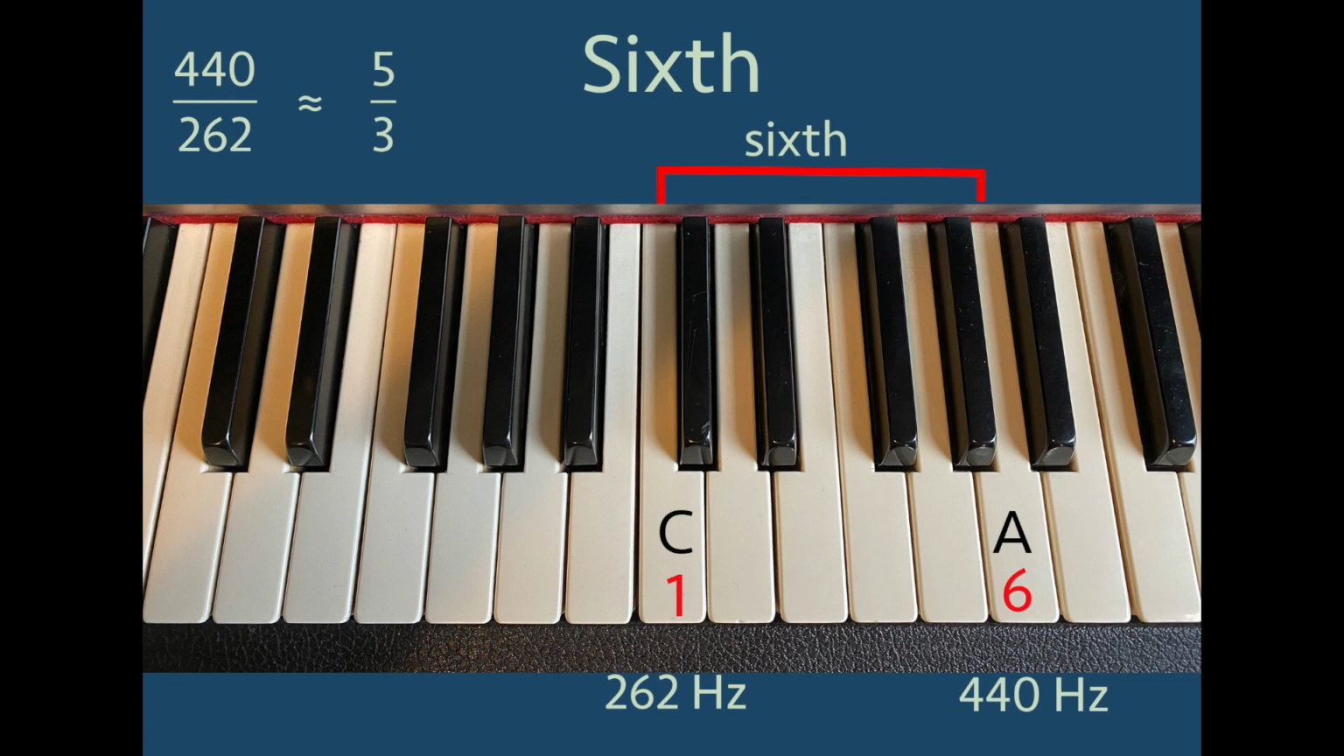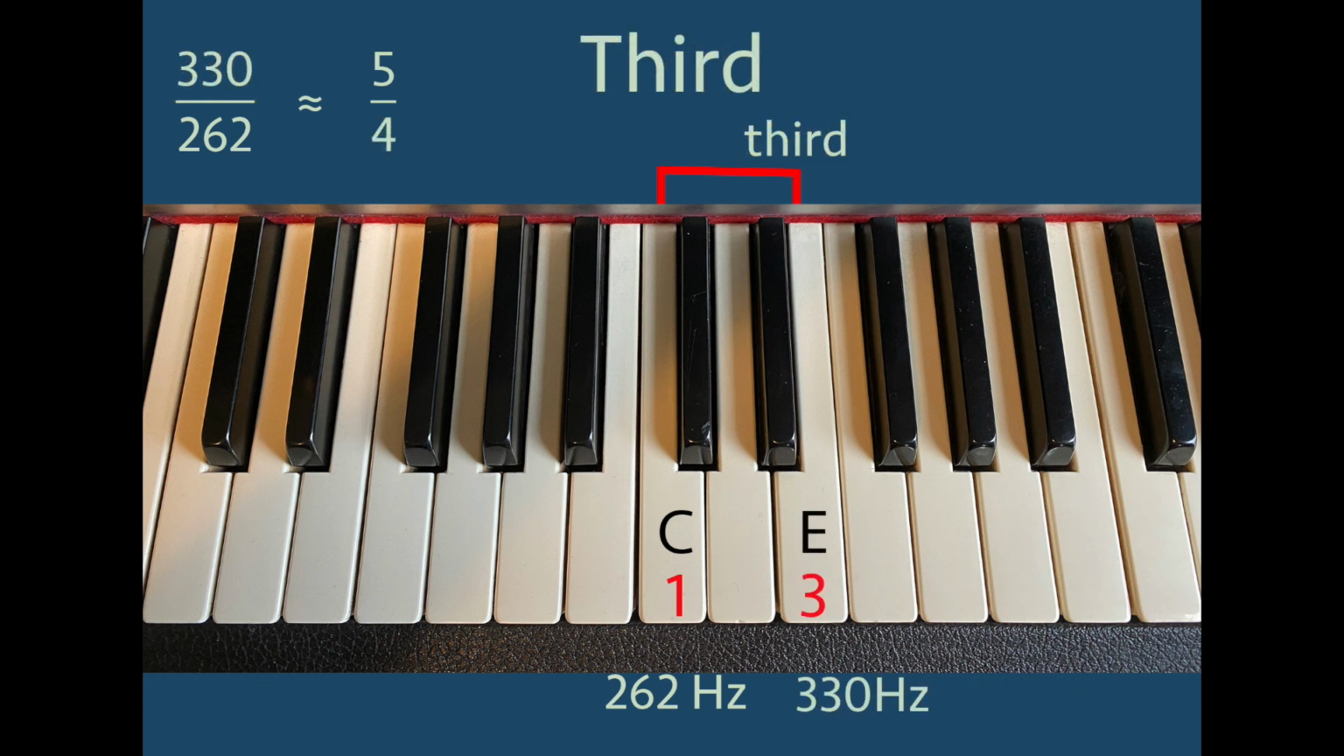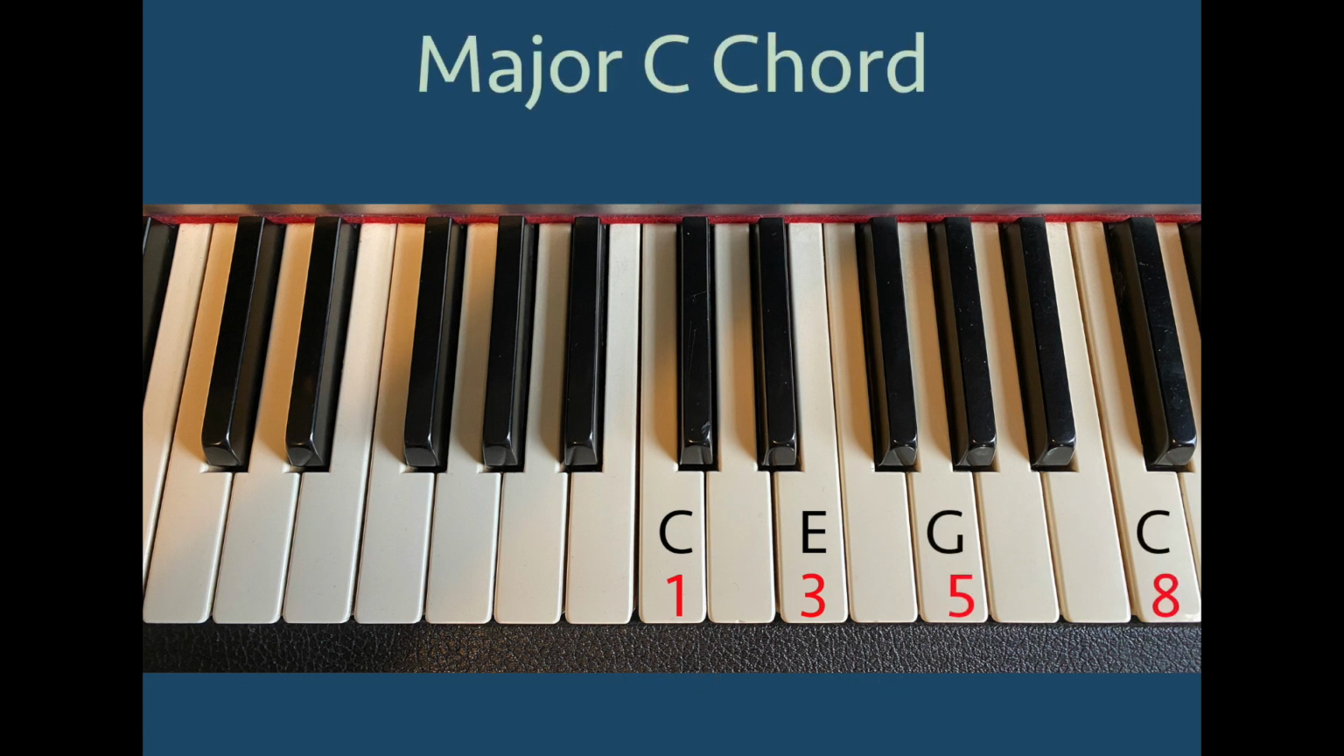The interval C to A is a major sixth. While 6 is not a Fibonacci number, the ratio of frequencies is 5 to 3. This means if we multiply the frequency of C by 5 and the frequency of A by 3, we get the same frequency. The interval C to E is a major third. 3 is a Fibonacci number, but the ratio of frequencies is 5 to 4, which doesn't quite relate to the convergents we saw. However, we get a major chord C, E, G, C when we use the note numbers 1, 3, 5, 8, which are all Fibonacci numbers.